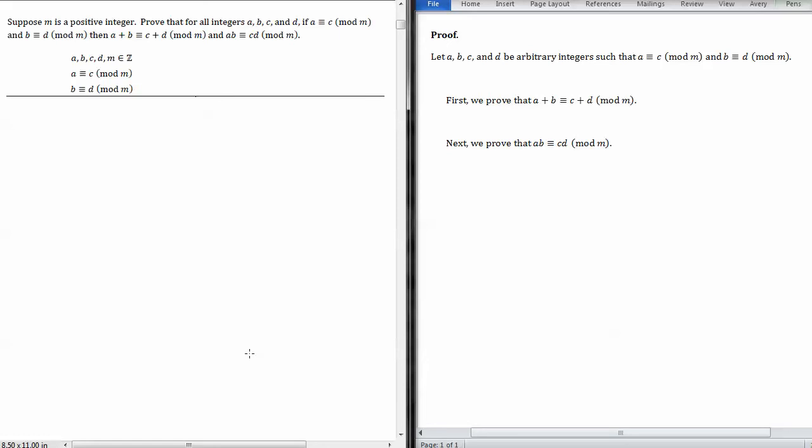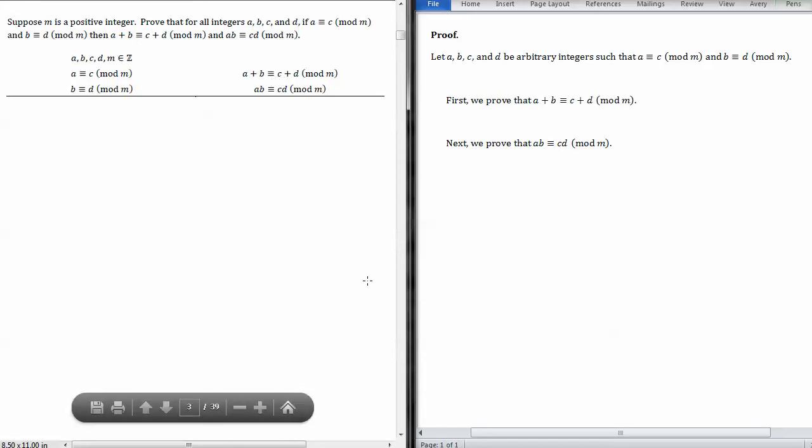So let's see how we could prove this in general. We let a, b, c, d be arbitrary integers, given that m is a positive integer. And we will do a direct proof. So we'll suppose that we have a congruent to c and b congruent to d. And then we have a couple things to prove: the sum of the equivalences and the product. So those are two separate things to prove.